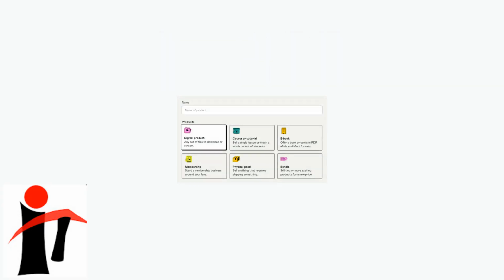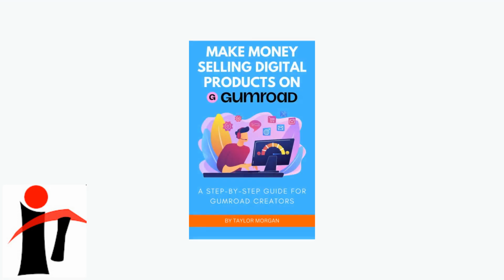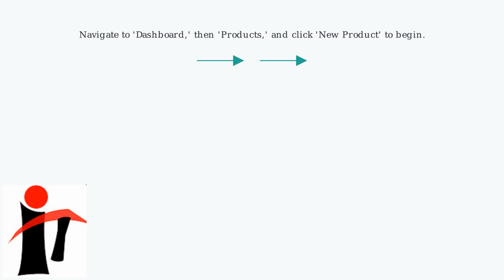Use the dashboard or updated mobile app to create your listing. You'll need to create an account if you don't already have one. Navigate to Dashboard, then Products, and click New Product to begin.